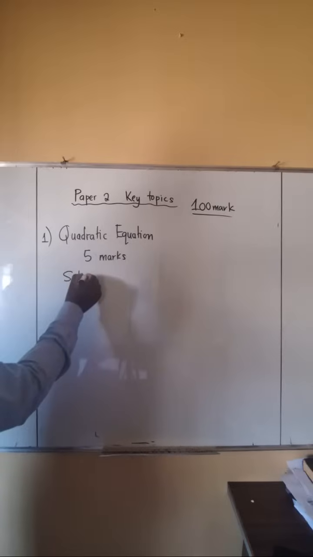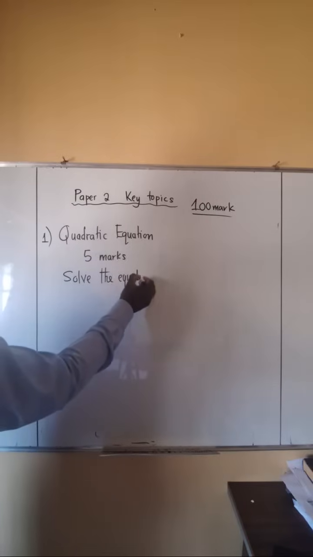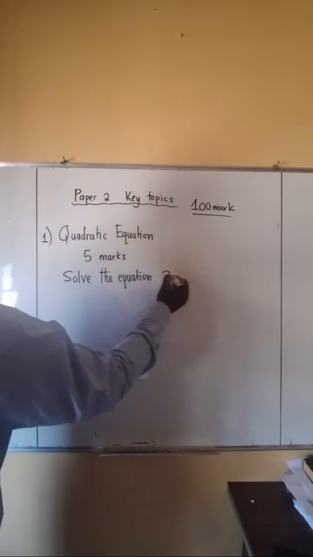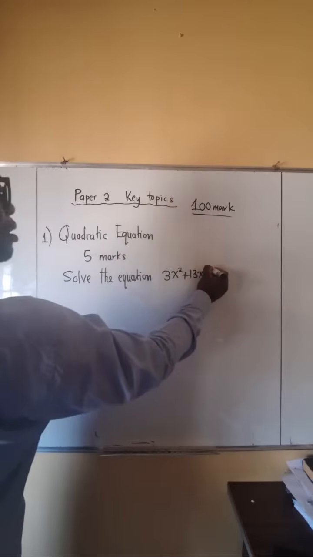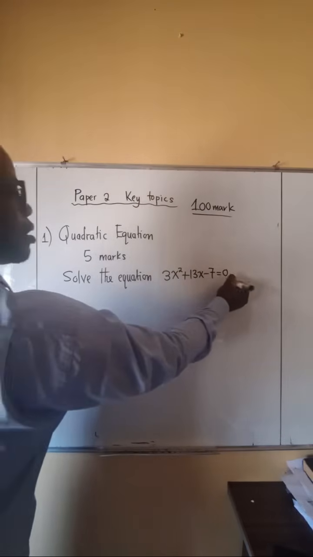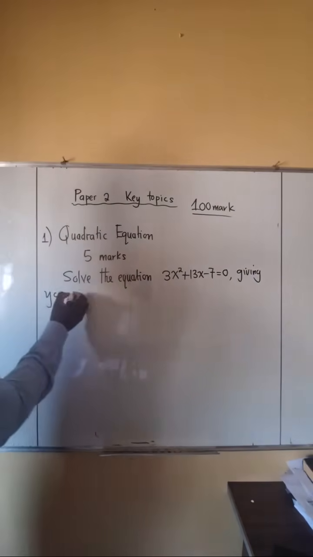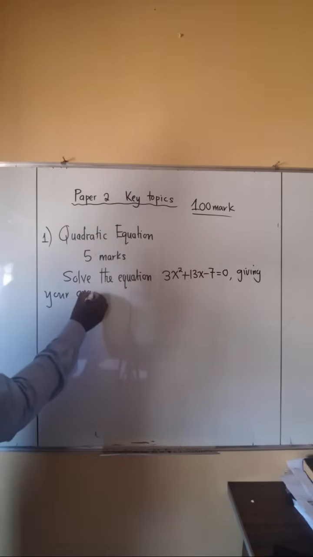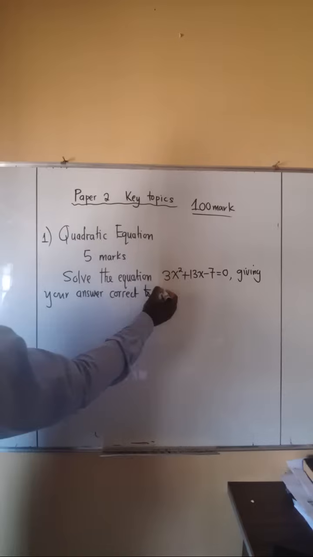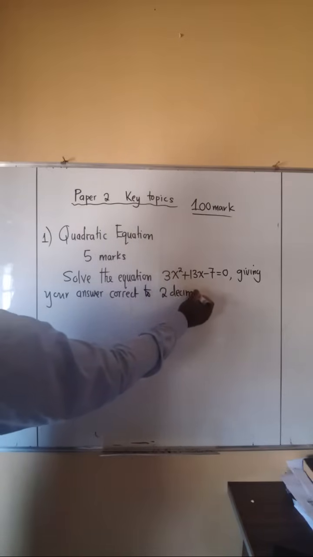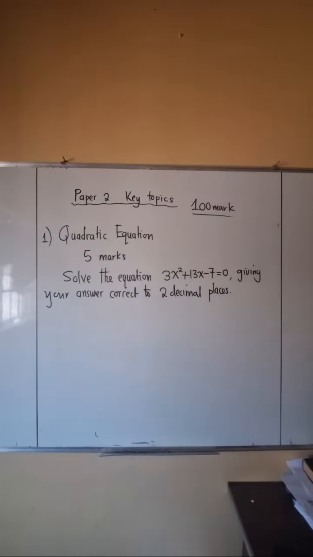Under this quadratic equation, in 2023, the question came like this. Solve the equation 3x^2 + 13x - 7 = 0, giving your answer correct to 2 decimal places. So this is how the question was asked.